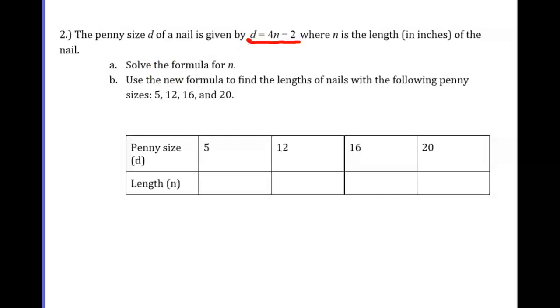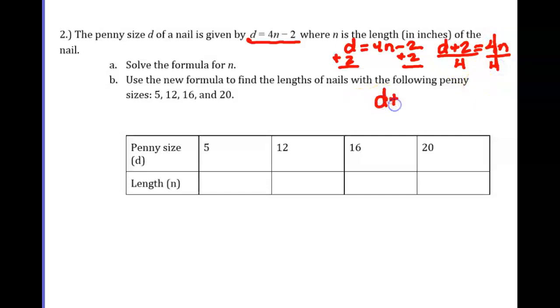So we do what we did last class. We've got d equals 4n minus 2. To solve for n, we're going to add 2 to both sides. So we get d plus 2 is equal to 4n. Then we divide by 4, and we end up with d plus 2 divided by 4 is equal to n. We can also write that as n is equal to d divided by 4 plus 1/2 if we simplify.